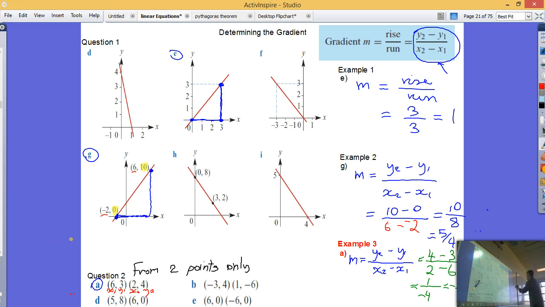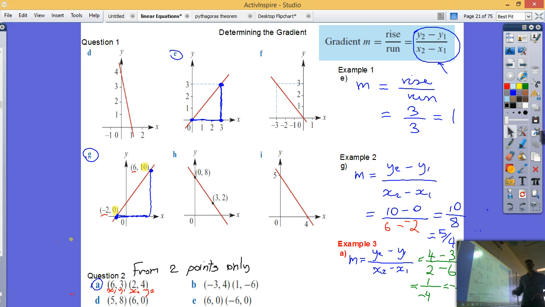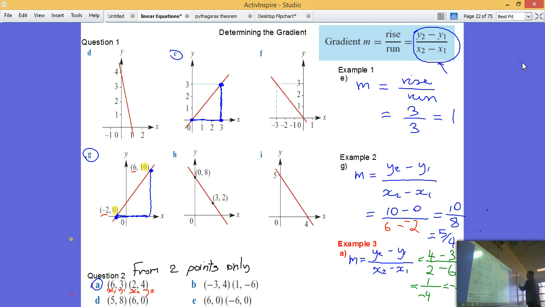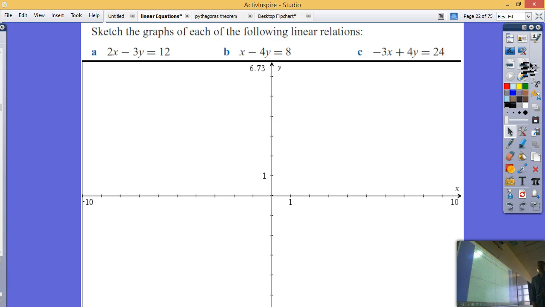Okay? So what I'd like you to do now is, thinking about these examples, pause the video and try the other examples that I have here to practice. Okay, let's put those together and see how we can sketch a graph. I'm going to sketch just one, and I'll get you to sketch the other two.